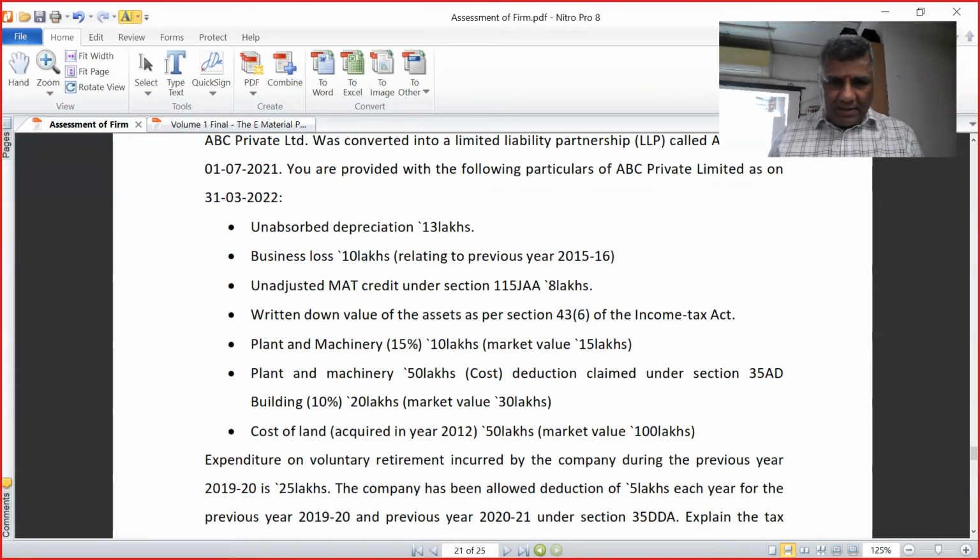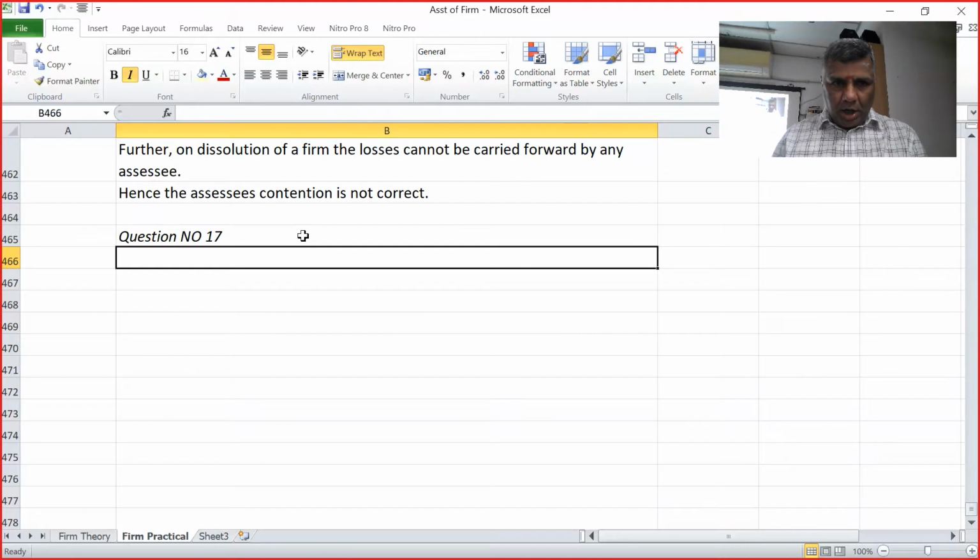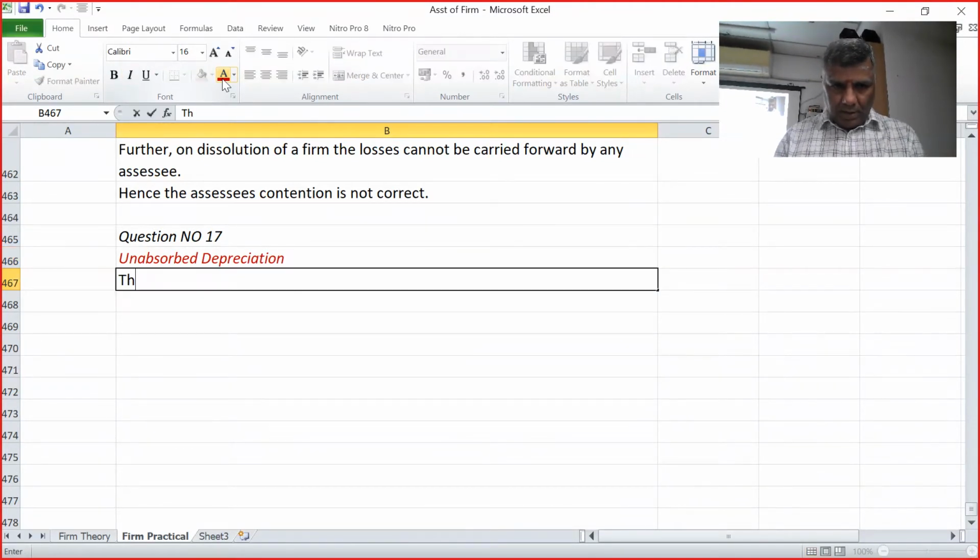Question number 17. First, unabsorbed depreciation. This can be carried forward by the LLP and adjusted against any income.